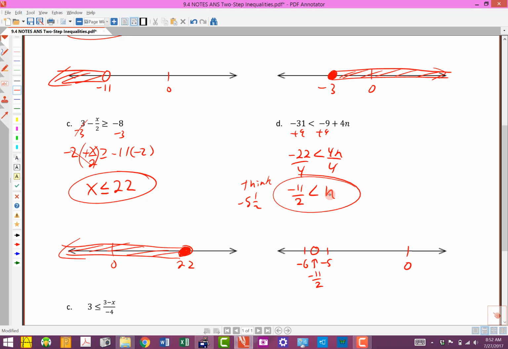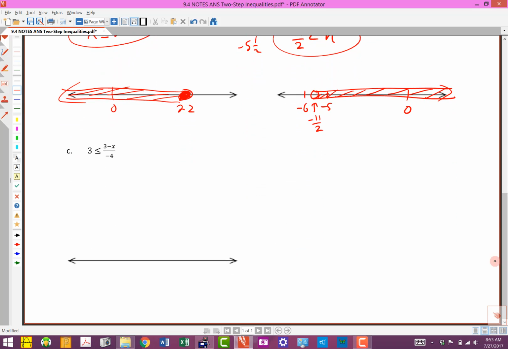And let's read from the variable. The answers are greater than. This is the bigger side. That's the small pointy side. So the answers are greater than negative 11 halves. So we're going to go this way. Really pretty quick once you get the hang of it.